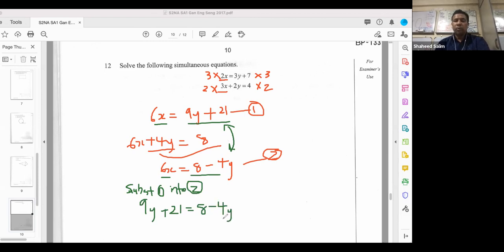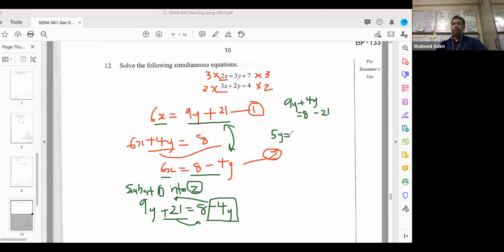Okay, now what to do? I bring the y on this side now, bring the y down on this side. I bring the number here on that side. So let us see now. Minus 4y bring over become plus 4y. So 9y plus 4y. Then 8, I bring plus 21, bring over the second minus 21. So 8 minus 21.